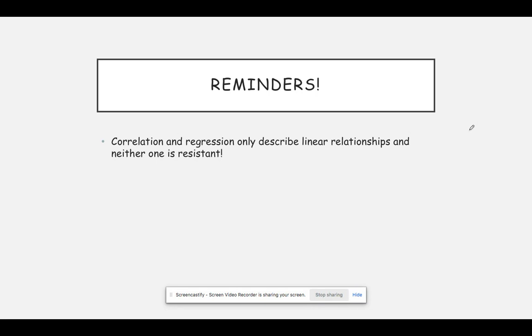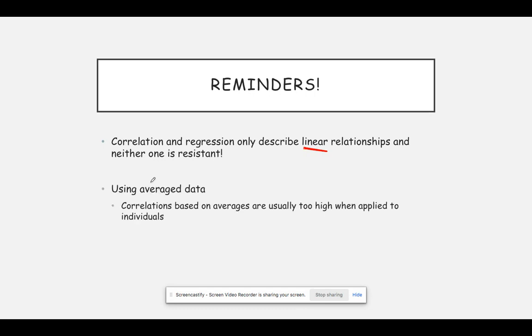Correlation and regression, when we come up with these equations for the line of best fit, are only going to describe linear relationships. And then neither one is resistant. So both your equation for the line of best fit and your value for correlation will be influenced by outliers. And I'll show you a couple sketches in a minute to illustrate what I mean by that.